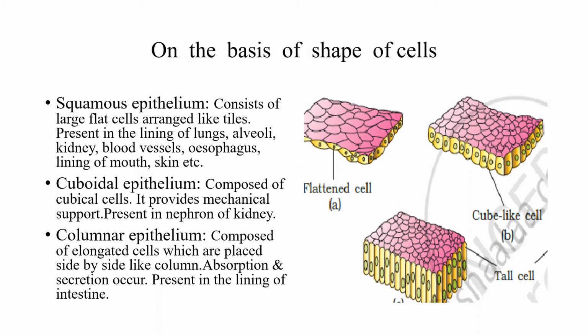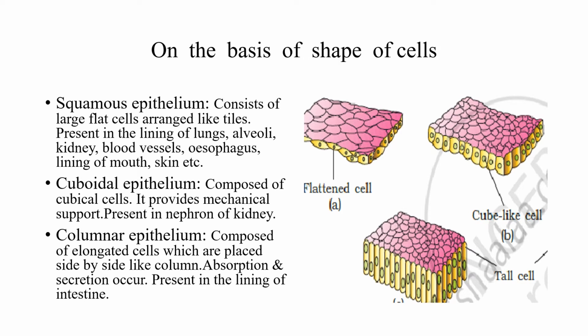On the basis of shape, the cells are divided into 3 types. Already we saw squamous epithelium, cuboidal epithelium and columnar epithelium. Squamous epithelium. The structure A shows large flat cells arranged like tiles, present in the lining of lungs, alveoli, kidney, blood vessels, esophagus, mouth, skin, etc. Then the second one, you can see a cube-like structure. So that is called cuboidal epithelium. Mainly it provides mechanical support. Present in the nephron of kidney.